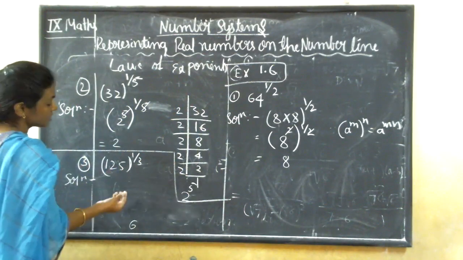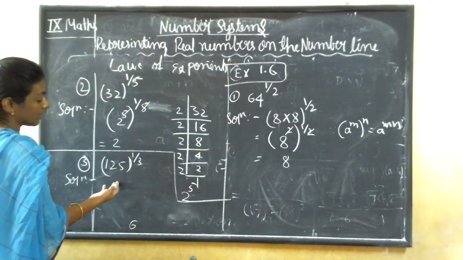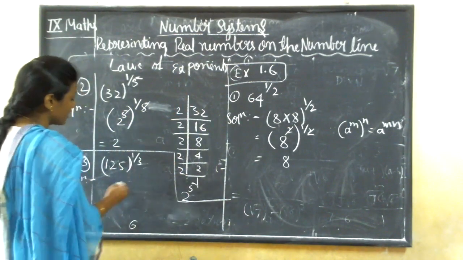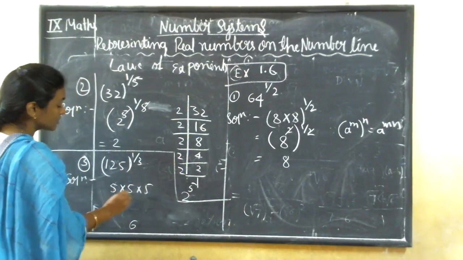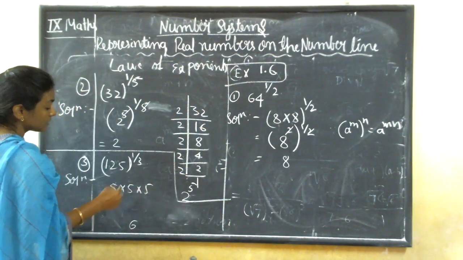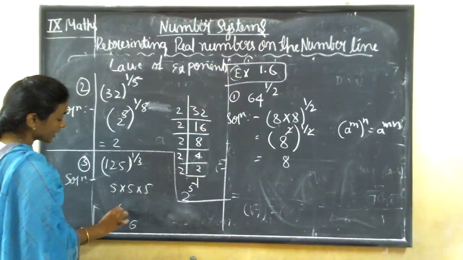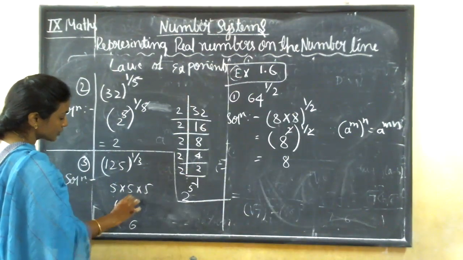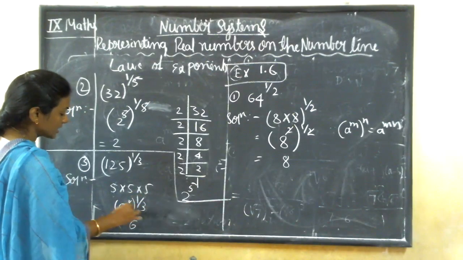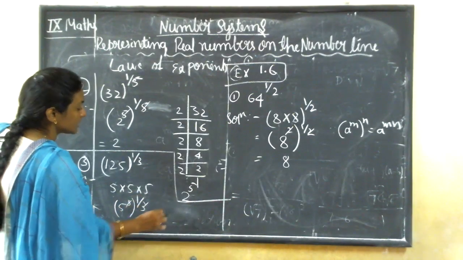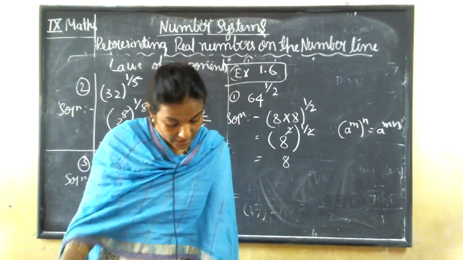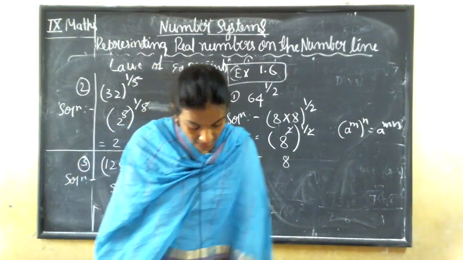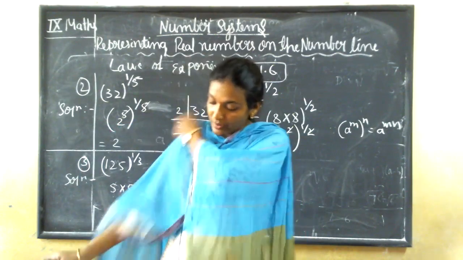Three, is there no, guys? We all know that this is a multiple of 5 here: 5 into 5 into 5. So 5 5s are 25, 25 5s are 125, right? So how can you write it here? 5 raised to 3 raised to 1 by 3. The 3s can cancel, and the answer here is 5. This is how you can find it.